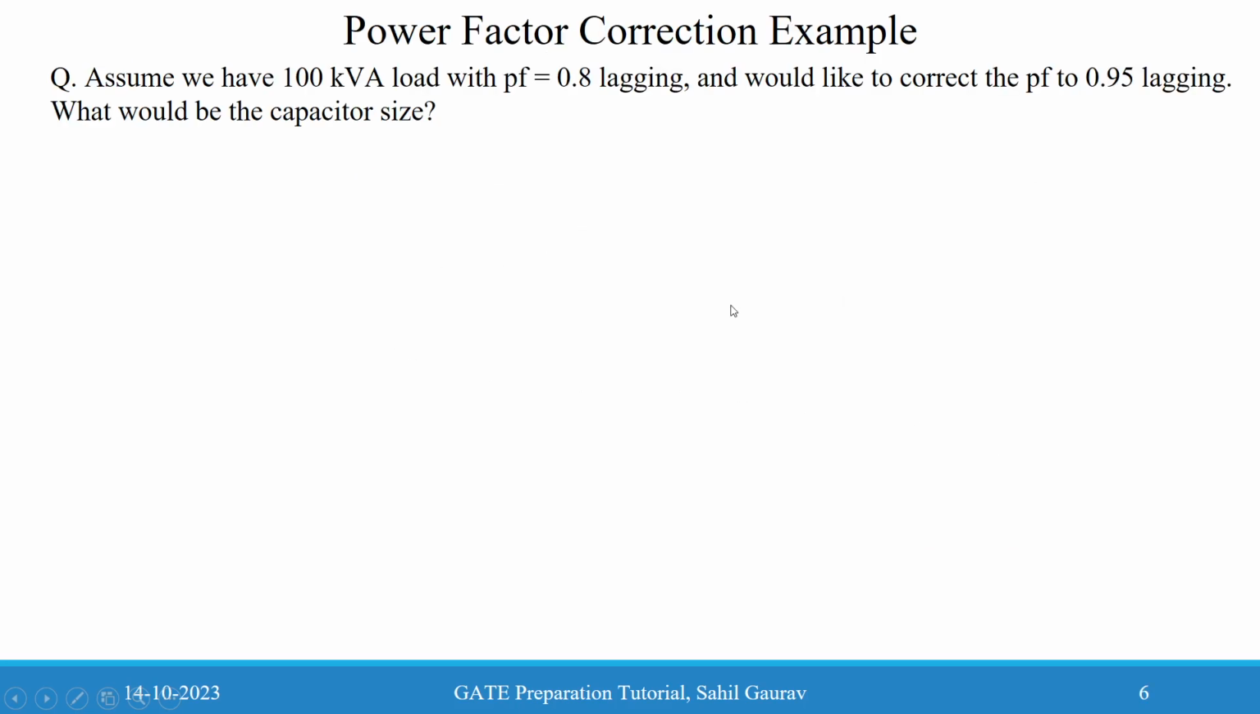Now let us see one example based on this power factor correction. In this problem, assume we have a 100 kVA load with a power factor of 0.8 lagging and would like to correct the power factor to 0.95 lagging. What would be the capacitor size? All of you please try, and whoever is getting the answer, type your answer in the chat box. Until here, if you have any doubt, you can ask.